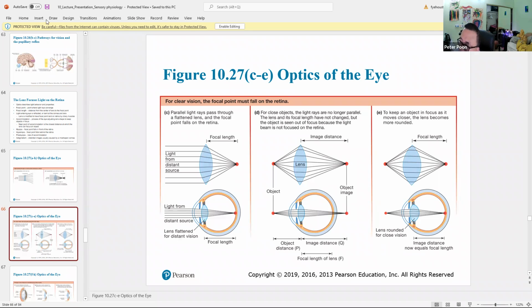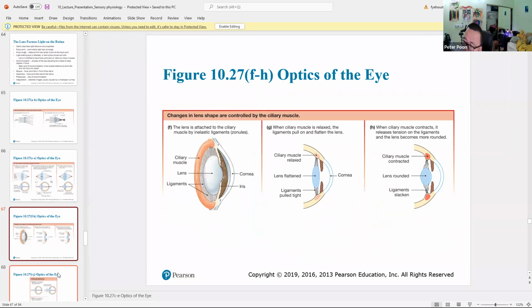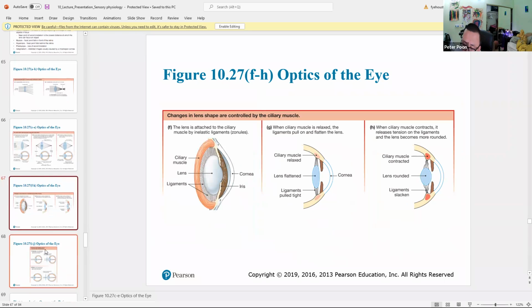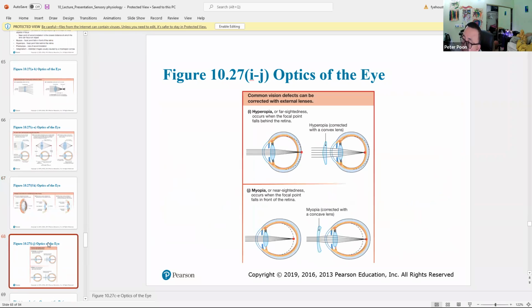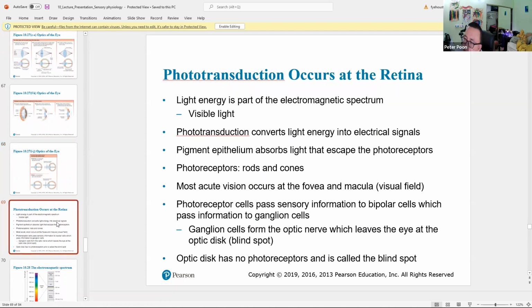So again, the lens allows you to change the focus. The muscles of the lens allow you to change the shape of the lens, so the image falls on the back of the retina, and that's all controlled by the ciliary muscles. Hyperopia, myopia. Figure that one out.